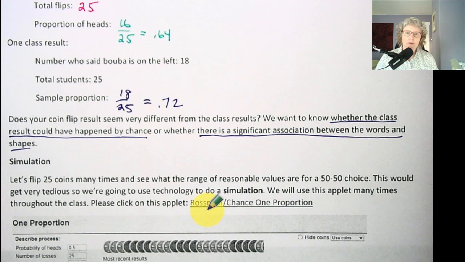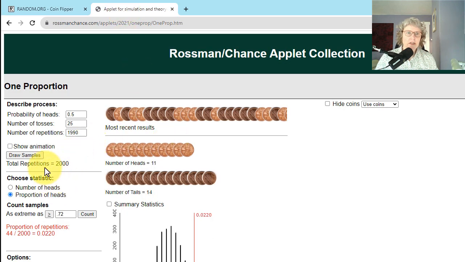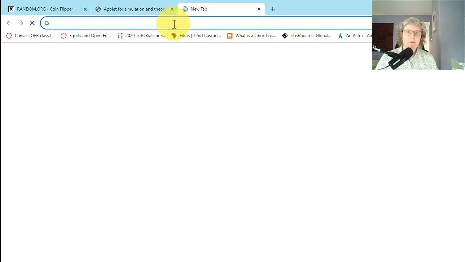So I'm going to switch over to this Rossman chance one proportion applet. I've got it right here. Oops, I forgot to clear it out again. Let me go to a new one.